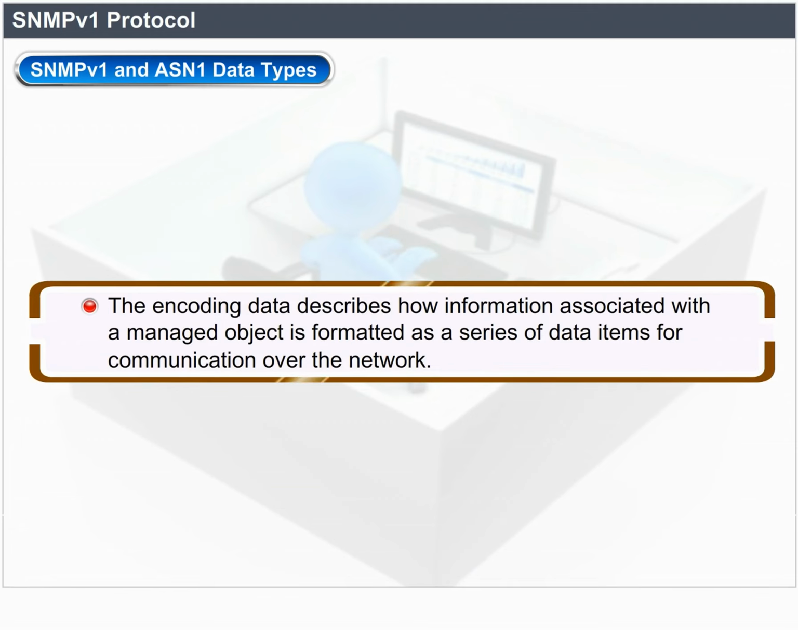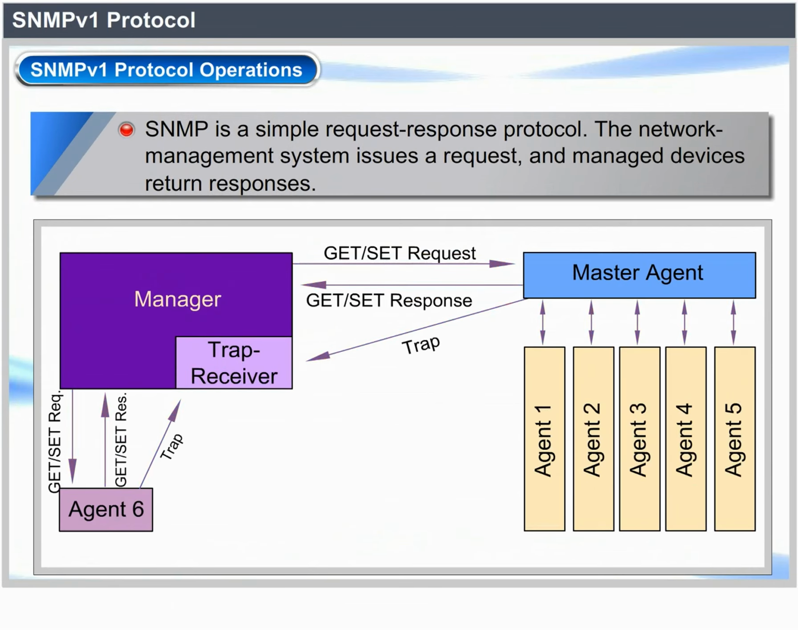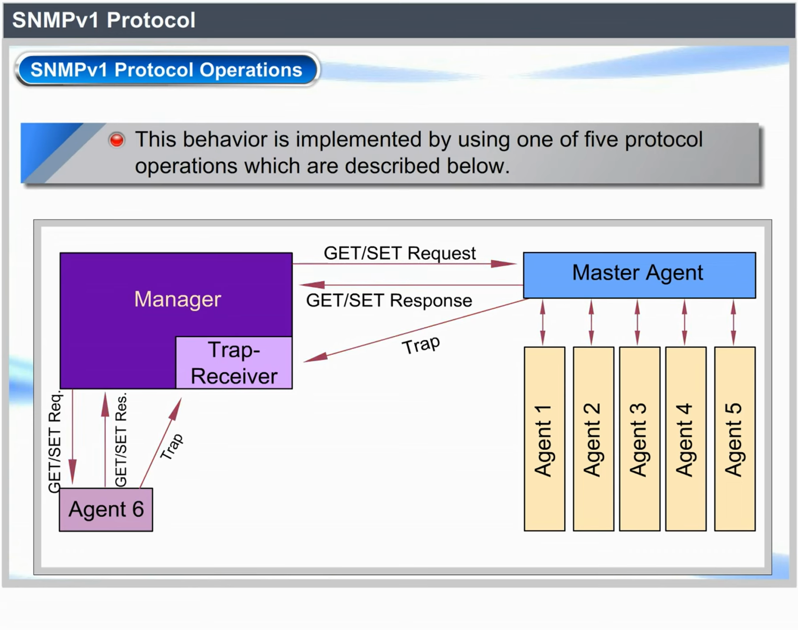SNMPv1 protocol operations. SNMP is a simple request response protocol. The network management system issues a request and managed devices return responses. This behavior is implemented by using one of 5 protocol operations which are described below.